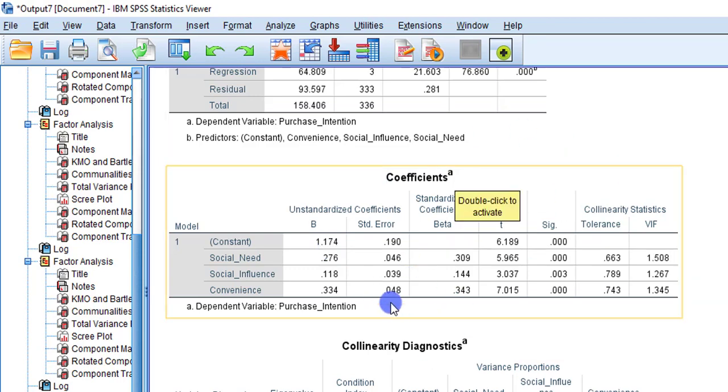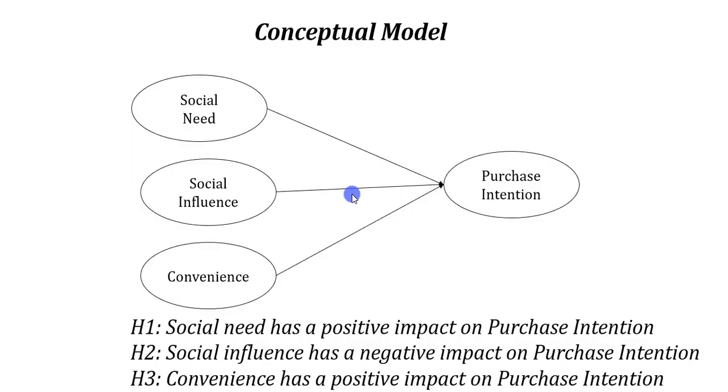So this is the result, and based on this we can also test the hypothesis as I mentioned earlier. So how can we test the hypothesis? For example, let's see, this is my conceptual model, and here I have hypothesized the relationship of the variables. Hypothesis 1 is that social need has a positive impact on purchase intention, and after reviewing several papers on this particular topic, I developed these hypotheses.